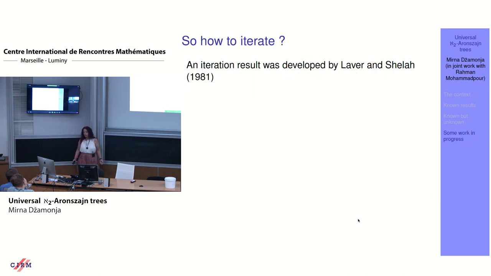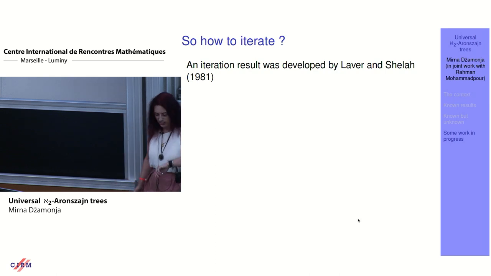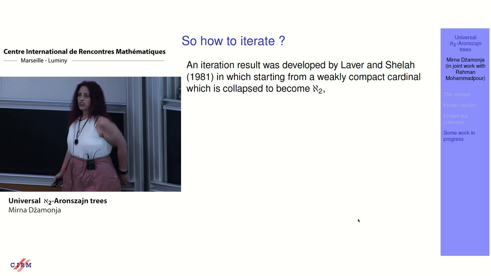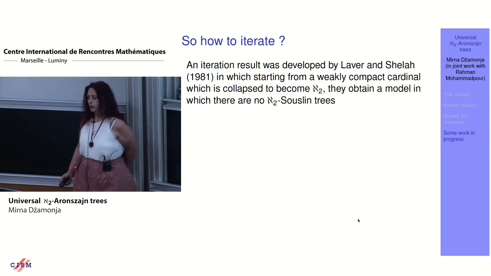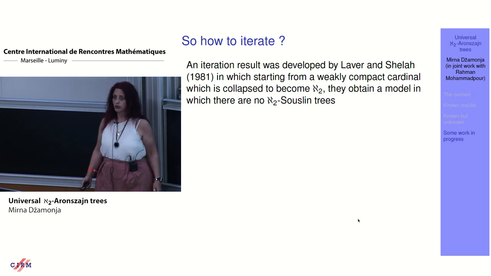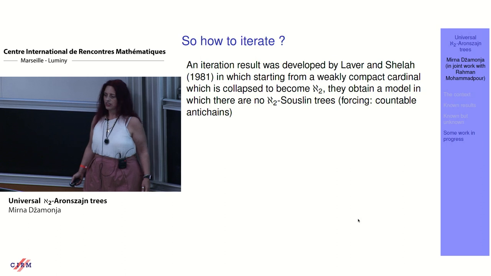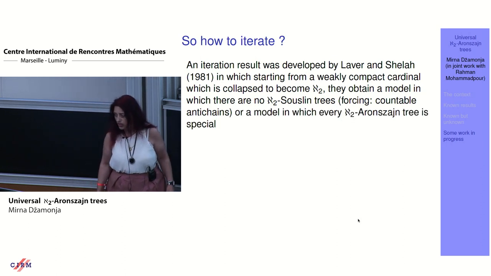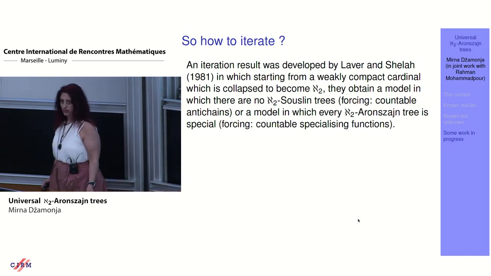So how do we iterate then? An iteration method was developed by Laver and Shelah in their paper, in which, starting from a weakly compact cardinal which is collapsed to become Aleph 2, they obtain a model in which there are no Aleph 2 Suslin trees. This is by forcing with countable antichains, and another model in which every Aleph 2 Aronszajn tree is special, in which they force by countable specializing functions.